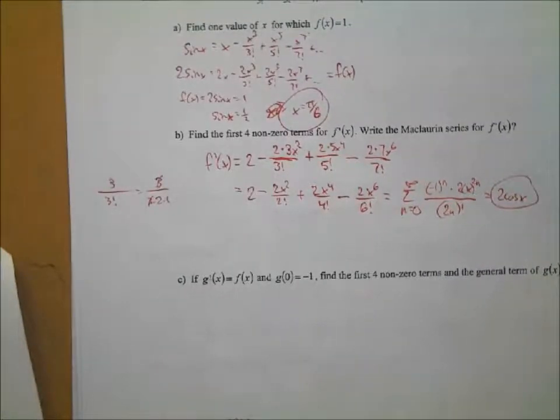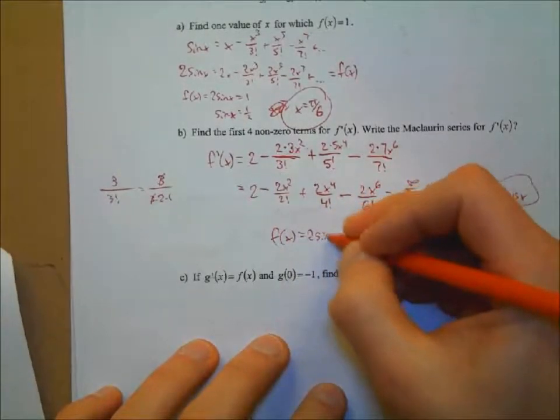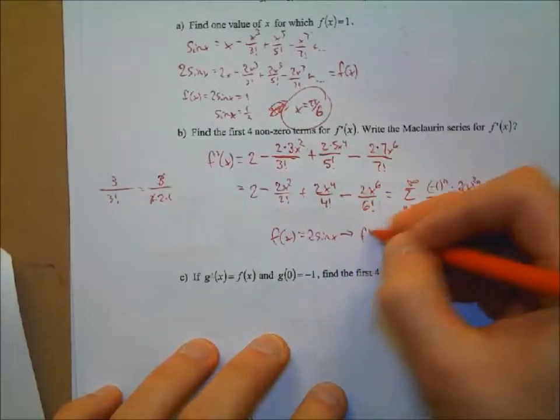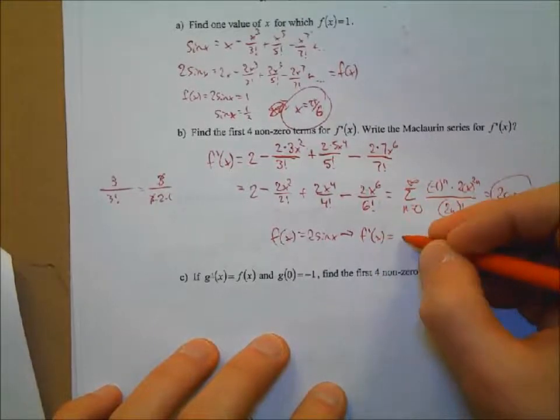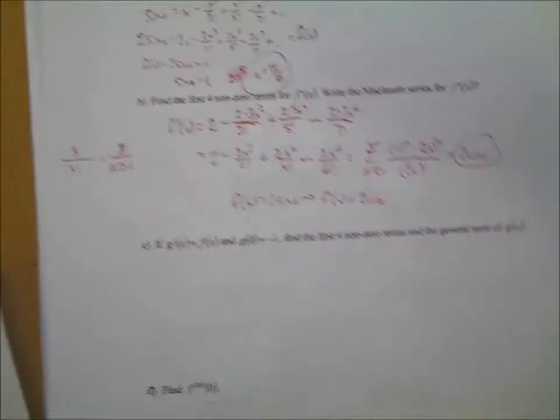So yes, we established using Taylor polynomials that if f of x is 2 sine of x, f prime of x, or Taylor series, I should say, is equal to 2 cosine x. Okay, that was fun.